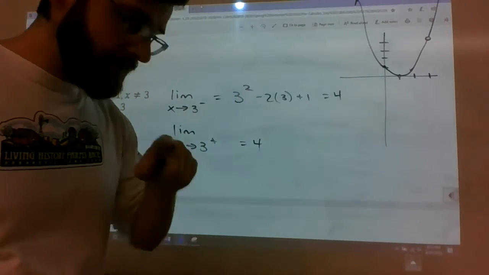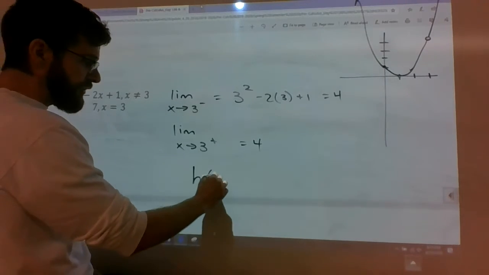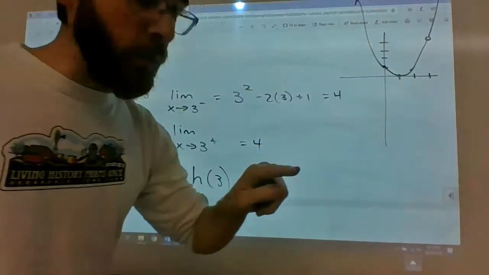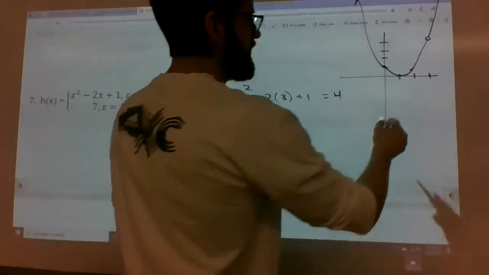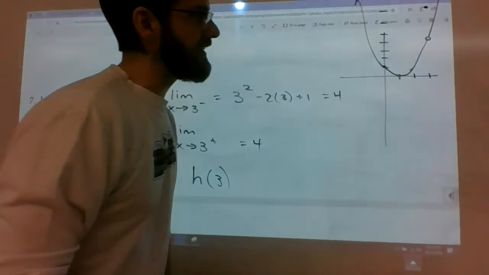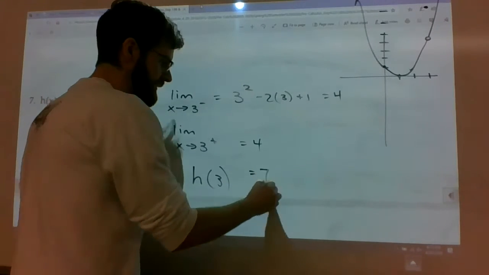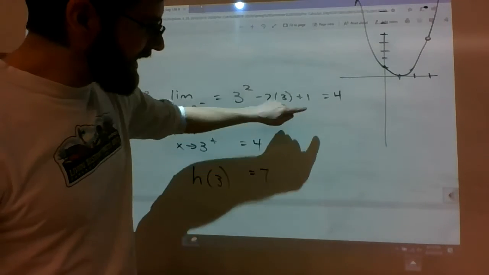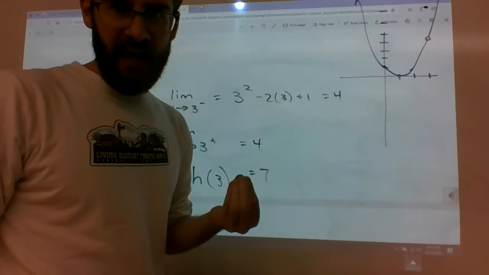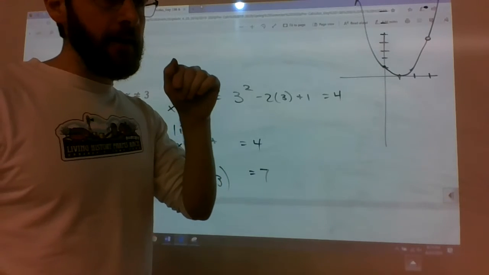Yes, but in this case, h of 3 doesn't equal 4. It's an open circle right there. It equals 7. 5, 6, 7. It's heartbreaking. What that means is that it did not check off the list the 3 twins that need to happen. And these all need to be the same. But as you can see, it's not.